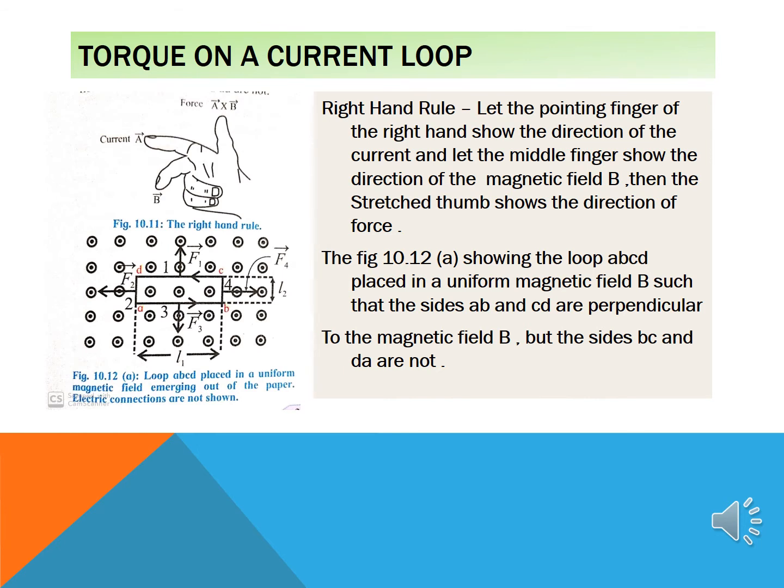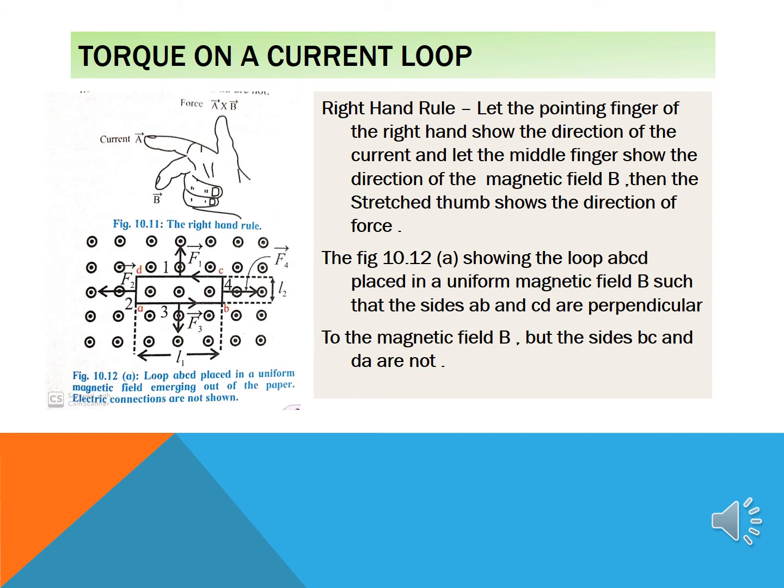Now this diagram is showing you the right hand rule, where you could see that the three fingers are pointing out in different directions. The below diagram, that is 10.12, shows a loop ABCD placed in a uniform magnetic field emerging out of the paper. The electric connections are not shown here. Let us go through the description of both. Firstly, I begin with the right hand rule. Let the pointing finger of the right hand show the direction of the current. The middle finger shows the direction of the magnetic field denoted by capital B. Then the stretched thumb shows you the direction of the force.